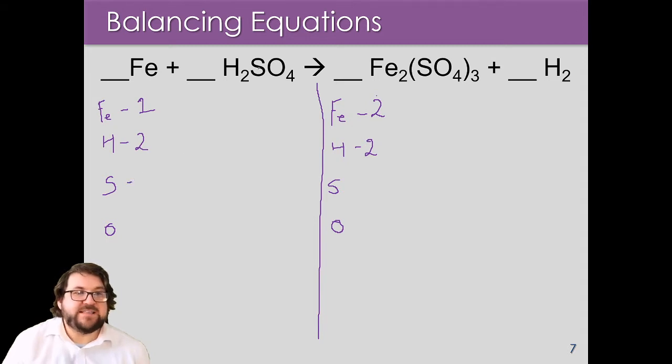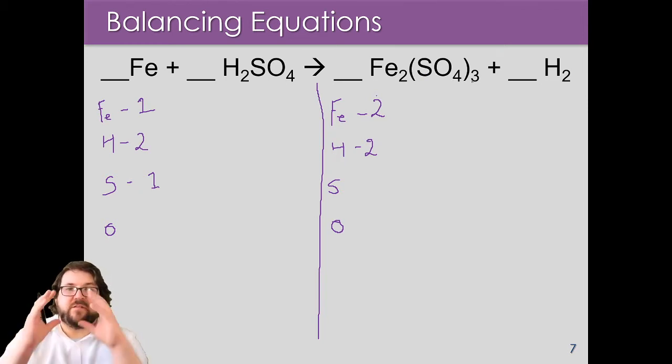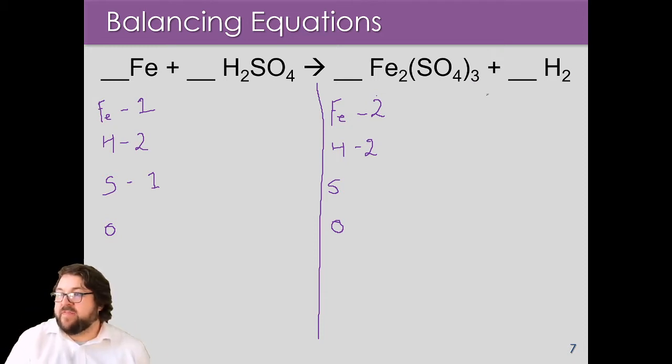Okay, how about sulfur atoms? On this side, I've only got the 1 sulfur atom. So I'm just going to write 1 there. And on this side, sulfur atoms. Now, I've got 1, but it's in a bracket with a 3 after it. So that means that there are 3 lots of the SO4 ion. And that means that I have 3 sulfurs.